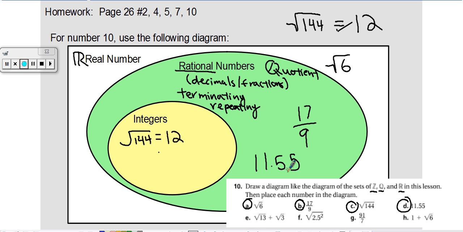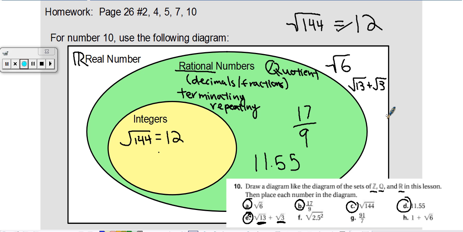The ones down here, square root of 13 plus square root of 3. I can see that square root of 13 is an irrational number, and square root of 3 is also an irrational number. So if I add two irrational numbers together, I should hypothetically get an irrational number. And there are some cases where this is not true, but we'll talk about those cases later.